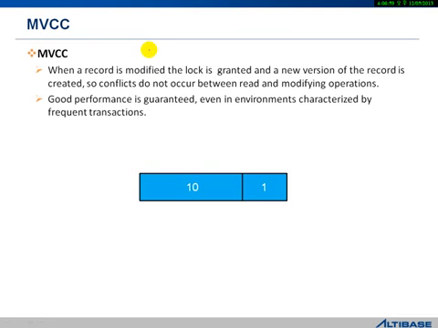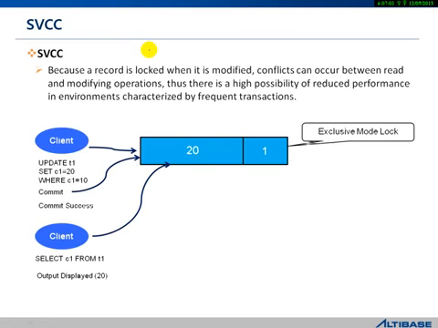So SVCC could cause performance reduction in complicated environments because only one version of data exists, meaning one transaction has to wait for another transaction to finish all the time if they are accessing the same data at the same time.